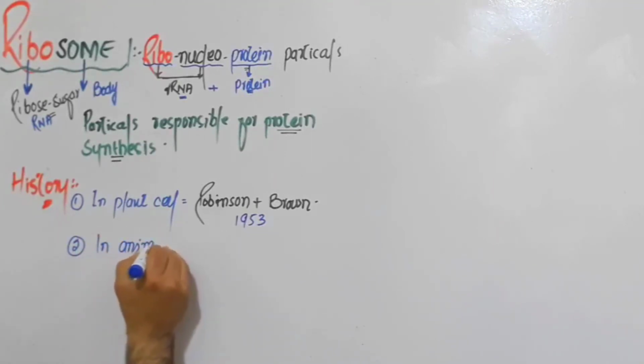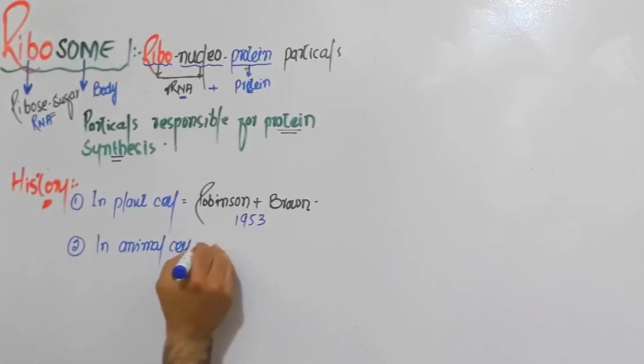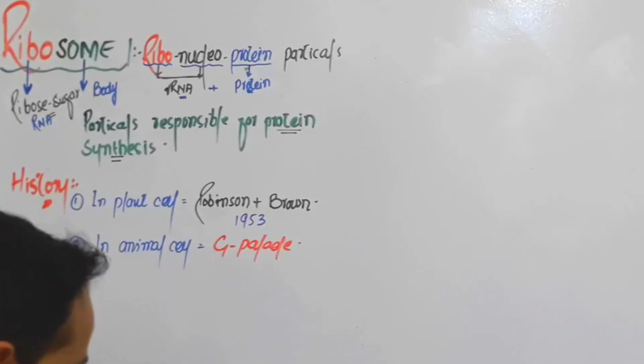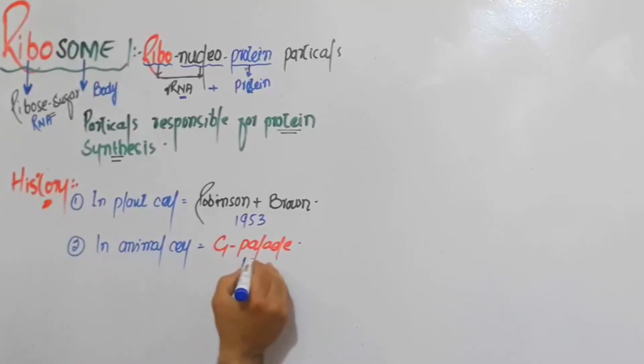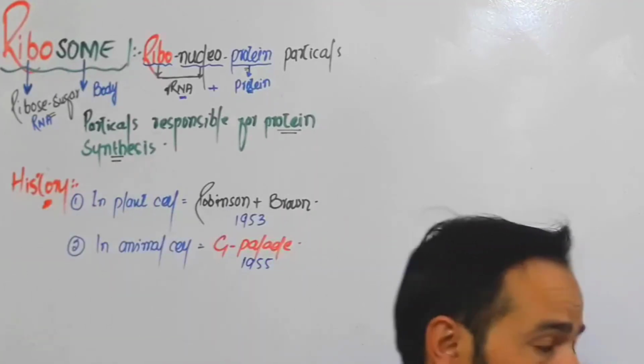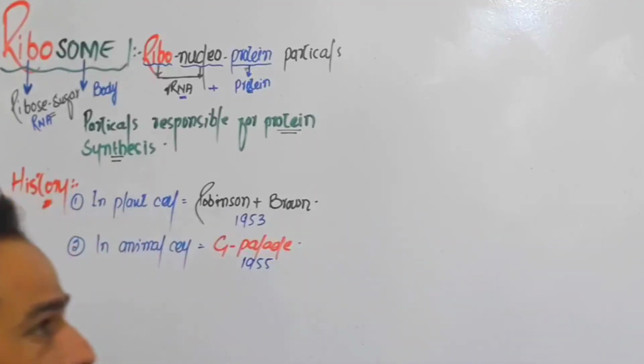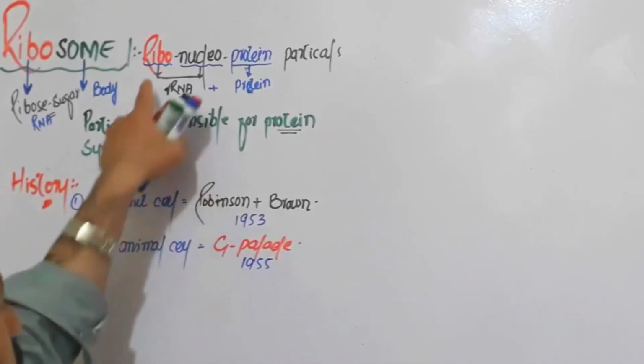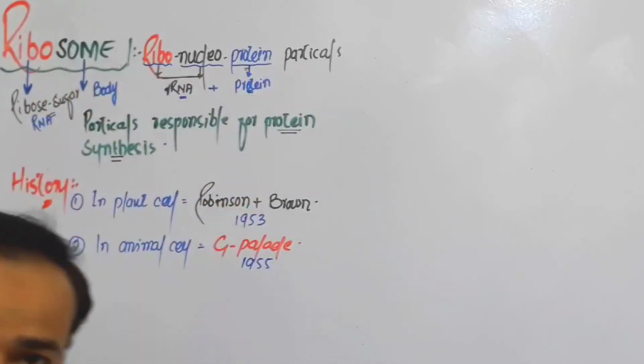In animal cell, who discovered it? G. Palade, right? G. Palade was the personality who discovered the ribosome in 1955, and later on he also got a Nobel Prize for his discovery, and he said that in the cell proteins are synthesized, and these proteins are synthesized by very small particles which are called ribonucleoproteins, which are ribosomes, right?